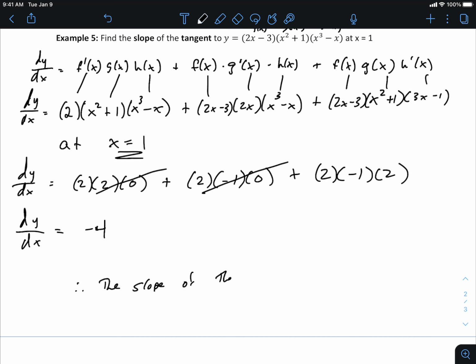The slope of the tangent for when x equals 1, negative 1.